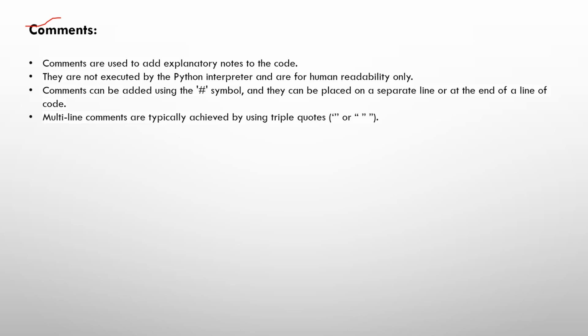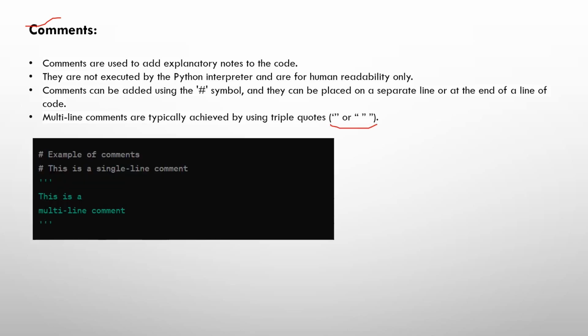Multi-line comments are typically achieved by using triple quotes, and we can see how they look like here. So we have an example of comment here. This is a single line comment basically using the hash symbol, and next we have an example of multi-line comment. So this is single line and this is multi-line comment.